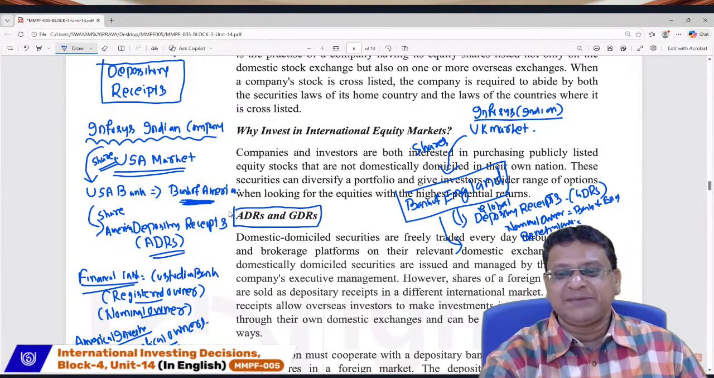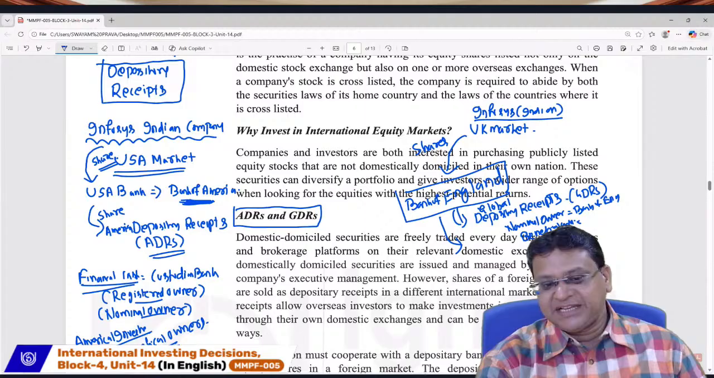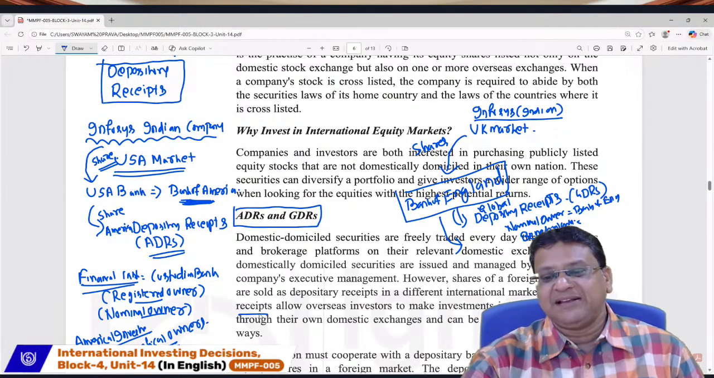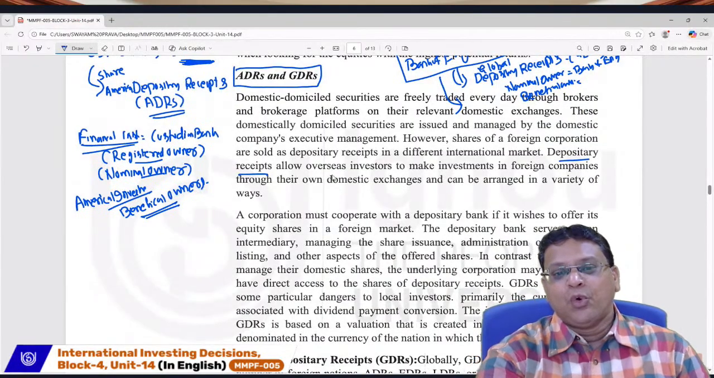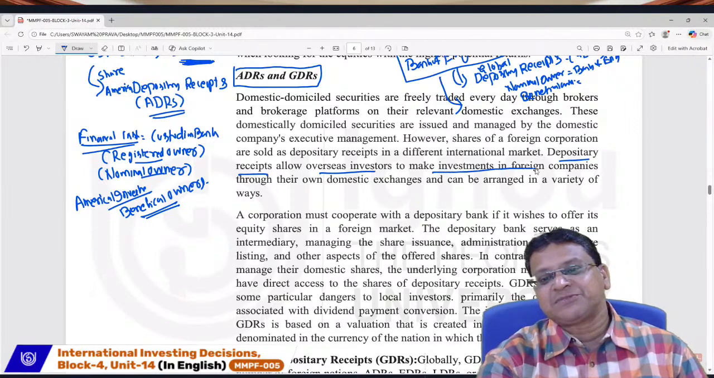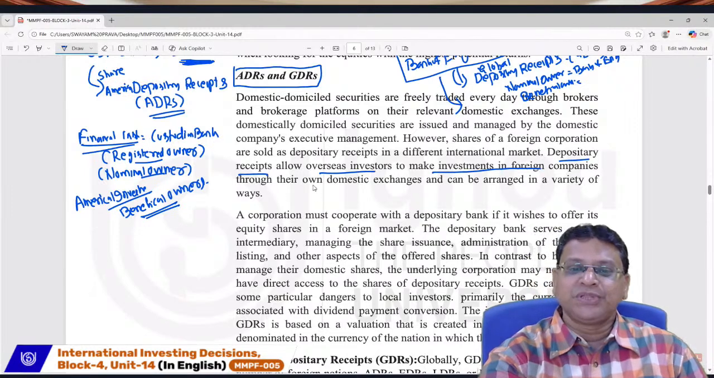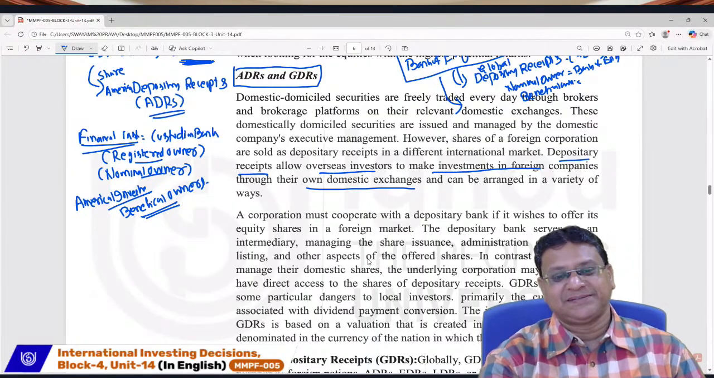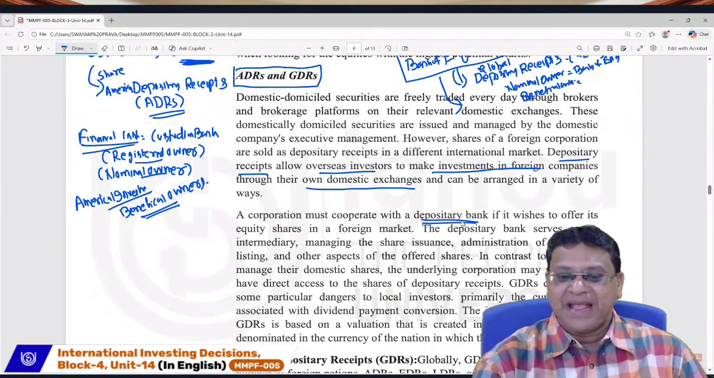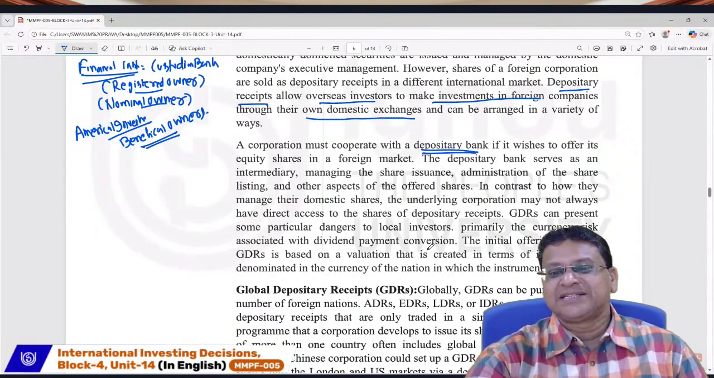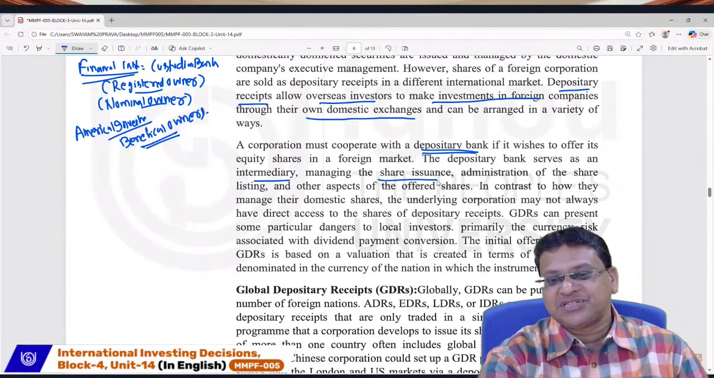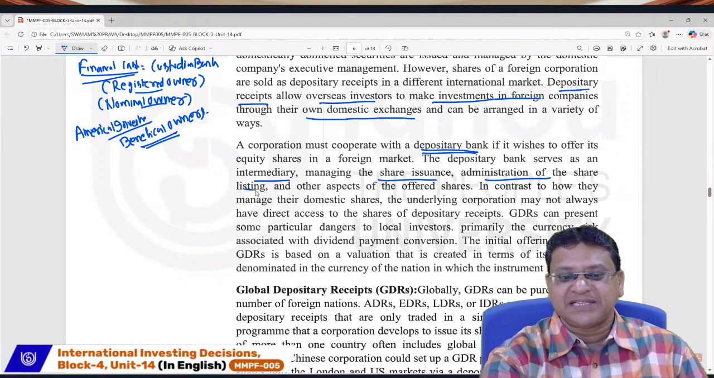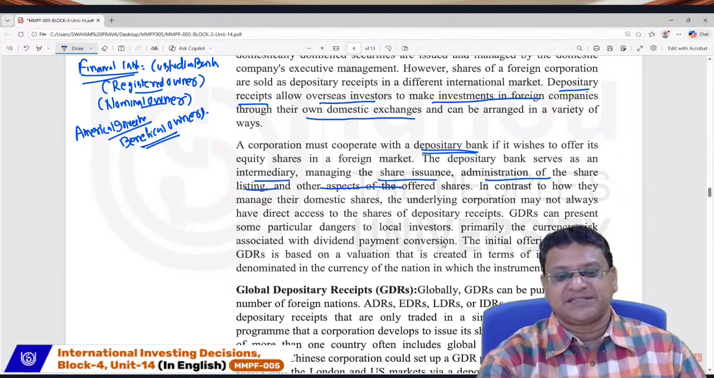ADR and GDR both are depository receipts, and these are issued by financial institutions. With the help of this, investors make investments in foreign companies through their own domestic exchanges. In this case, there is a depository bank or custodian bank. The custodian bank is the registered owner of the securities, and he acts as an intermediary. He manages the share issuance, administration, share listing, and other aspects of the shares.